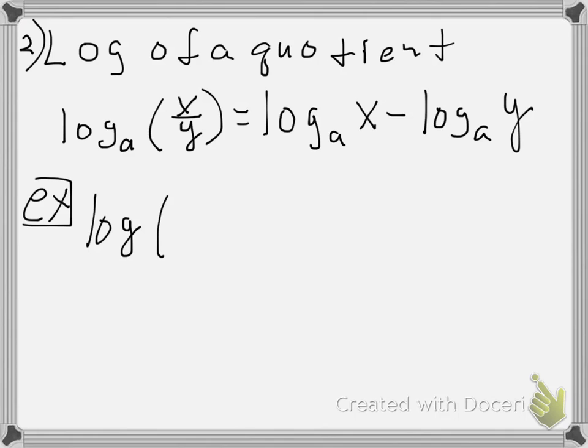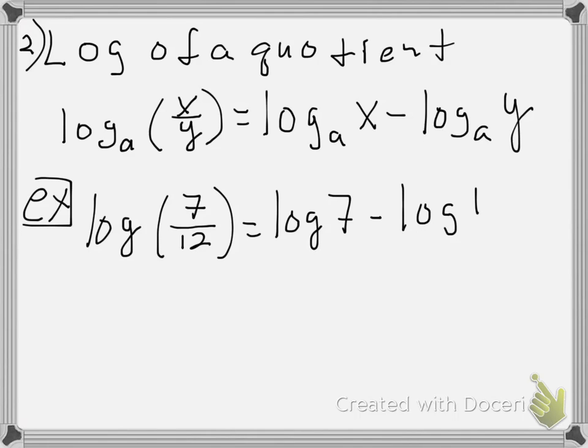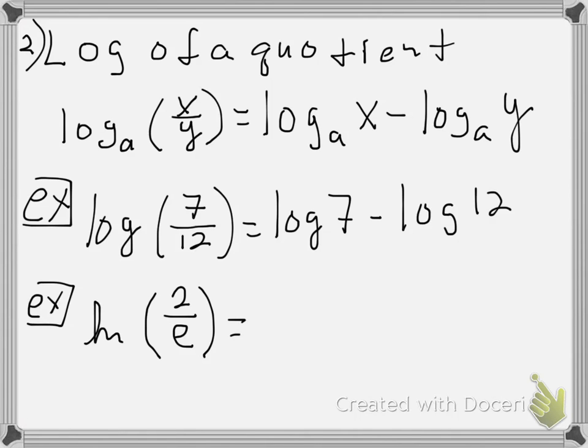Nice little example here. Let's go log of 7 over 12. That becomes the log of 7 minus the log of 12. Another example might be the natural log of 2 over e. And that would give us the natural log of 2 minus the natural log of e. And there we go. Now, let's see. The third one.